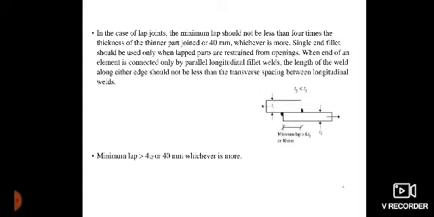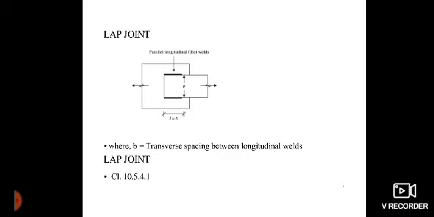In the case of lap joints, the minimum lap should not be less than 4 times the thickness of the thinner part joined or 40 mm, whichever is more. Single fillet should be used only when lap parts are restrained from opening. If one end of an element is connected only by parallel longitudinal fillet welds, the length of the weld along either edge shouldn't be less than the transverse spacing between longitudinal welds. So minimum lap is 4 times the thickness or 40 mm, whichever is more, where B equals transverse spacing between longitudinal welds.